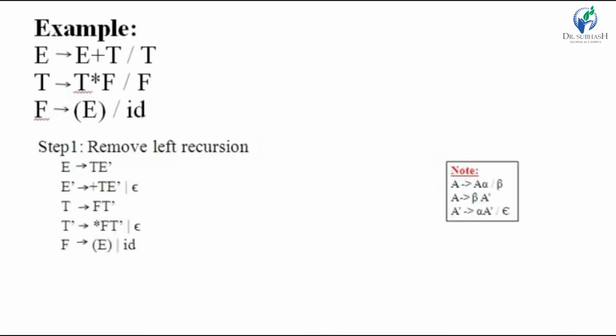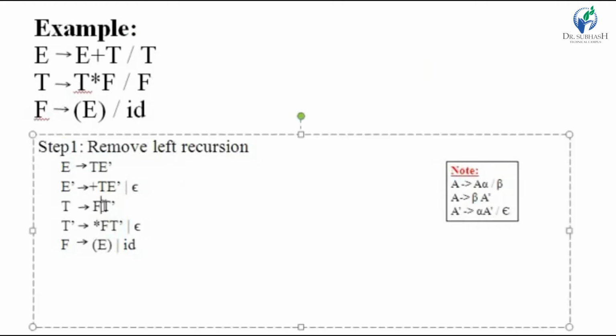Next, follow of T dash. At this place you find T dash, which is the formula like A gives alpha B. So follow of T dash is equal to follow of T. So follow of T is equal to plus dollar and closing bracket. So follow of T dash is equal to plus dollar and closing bracket.